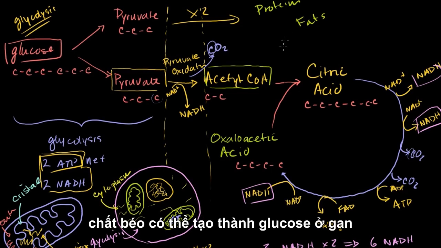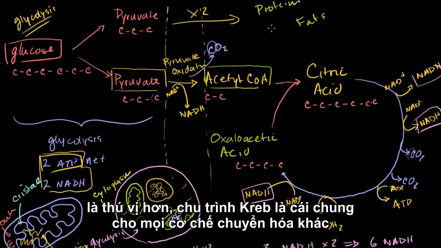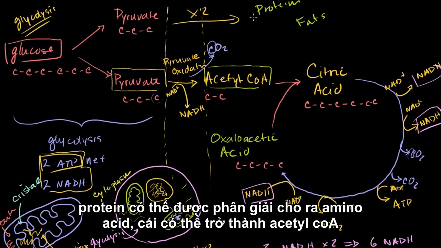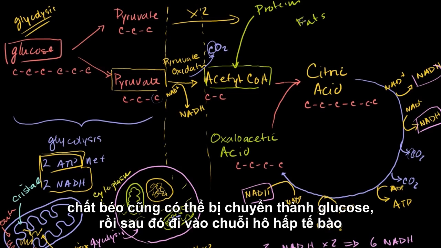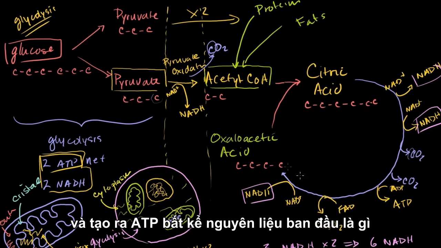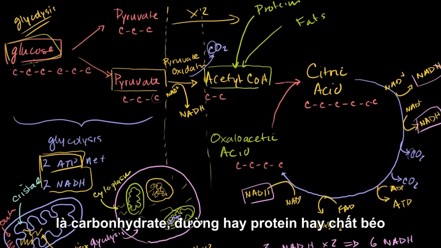And the interesting thing, the reason why I bring it up here, is obviously glycolysis is of no use to these things, although fats can be turned into glucose in the liver. But the interesting thing is that the Krebs cycle is the entry point for these other catabolic mechanisms. Proteins can be broken down into amino acids, which can be broken down into acetyl-CoA. Fats can be turned into glucose, which actually could then go through the whole cellular respiration. But the big picture here is acetyl-CoA is the general catabolic intermediary that can then enter the Krebs cycle and generate ATP regardless of whether our fuel is carbohydrates, sugars, proteins, or fats.